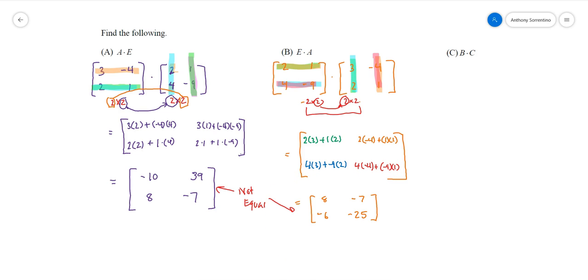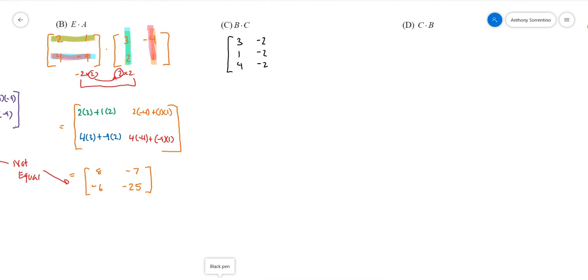So let's try this one. Let me write out what B times C is. So there are those two matrices. Before I even bother to do any multiplication, even before you decide to put it on the calculator, it's probably best to do this.